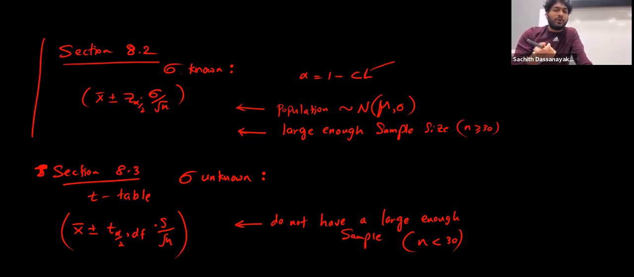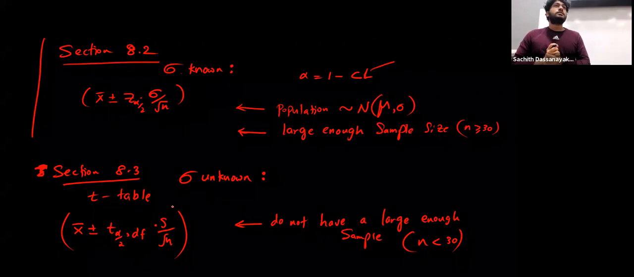If you know sigma but your sample size is less than 30, no, you can't use it. Please don't use it because there is another way. Very simple, but another way. Okay, clear? Any questions? So this is all about chapter 8.